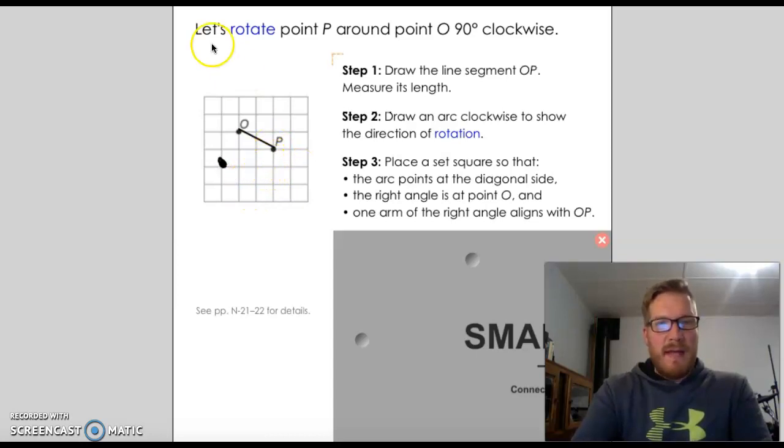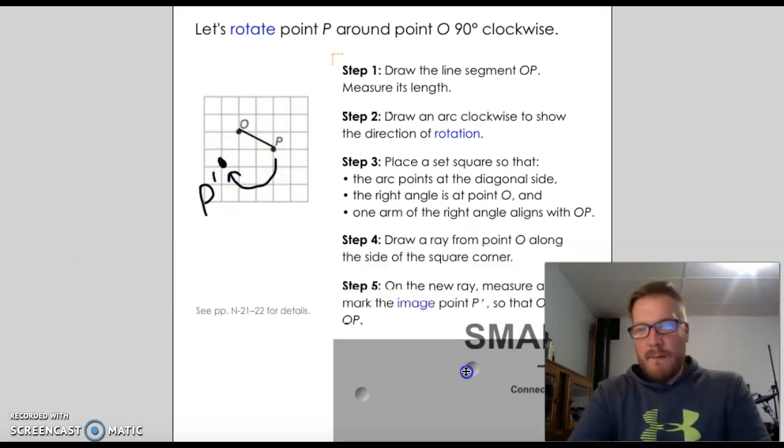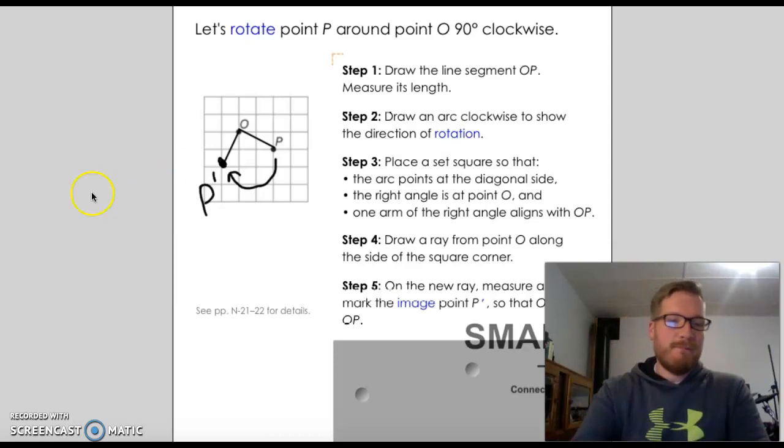So after I've done this rotation, and I'll just draw another line, my point P, or my P prime, is where it's going to end up after a 90-degree clockwise rotation. Then I have two other steps that I completely did not pay attention to, which is to draw a ray from point O along the side of the square corner, and then on a new ray, measure and mark the image point P prime, so that OP prime is the same length as OP. So I would have this line like that as well, so that the two lines are the same length.